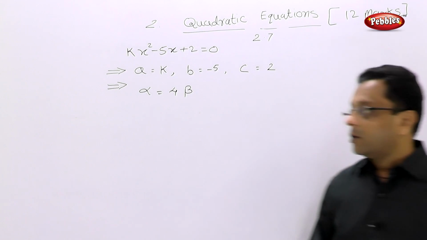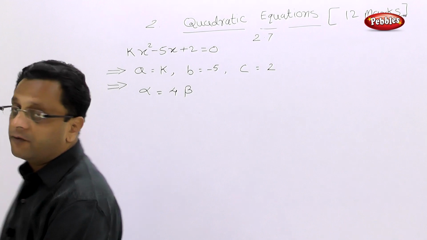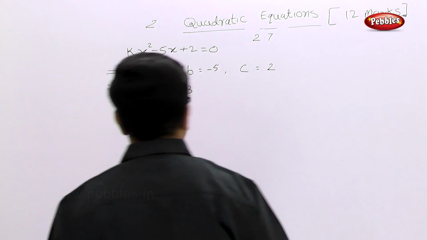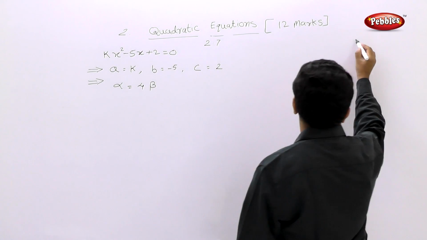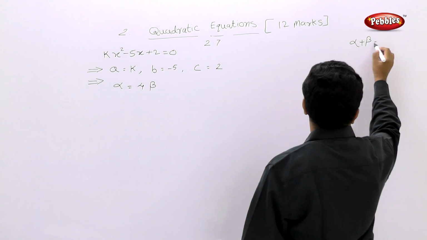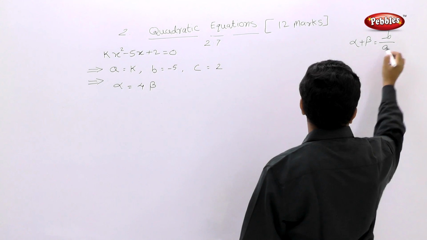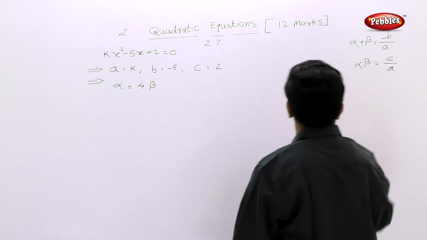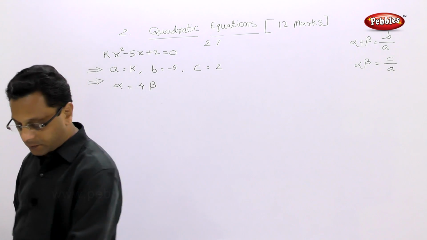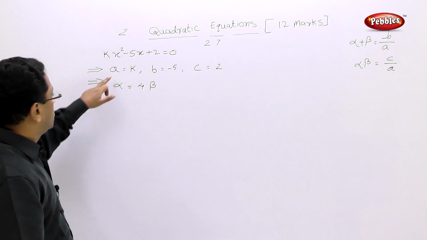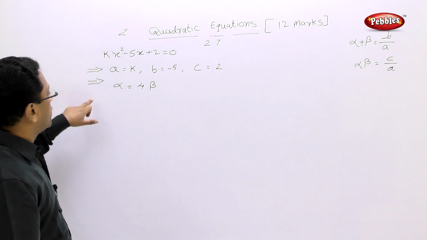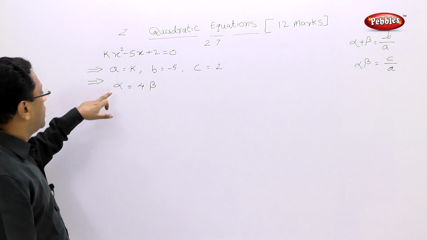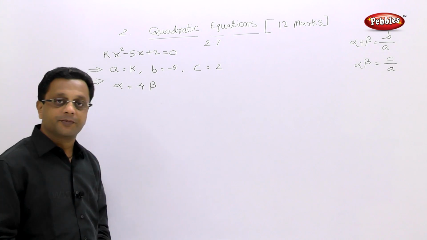These two things are given. Now we know alpha plus beta and alpha beta by formulas. Now I'll just write it down here. Alpha plus beta is equal to minus b upon a and alpha beta is equal to c upon a. Let us solve this example. A is equal to k, b is equal to minus 5, c is equal to 2 and alpha is equal to 4 times beta.